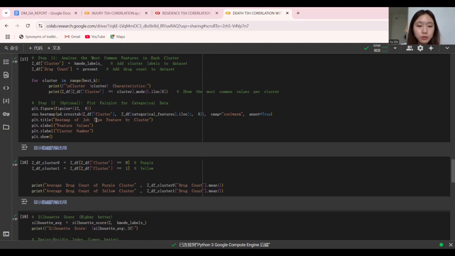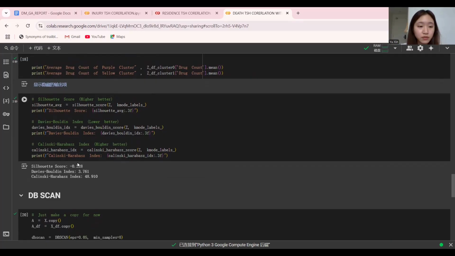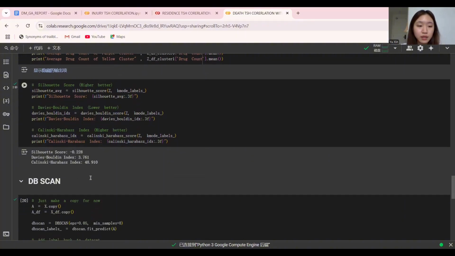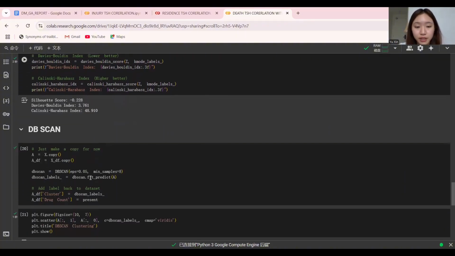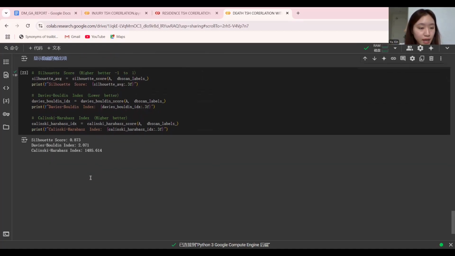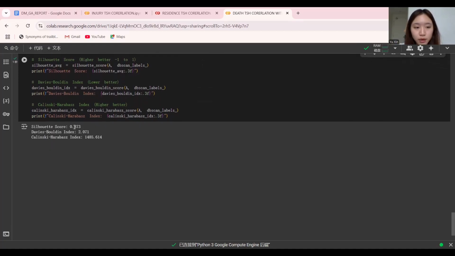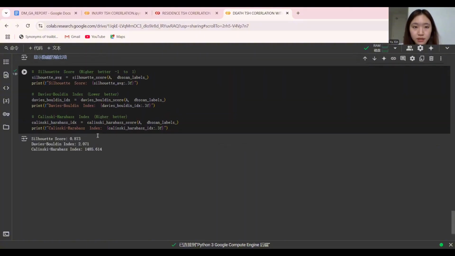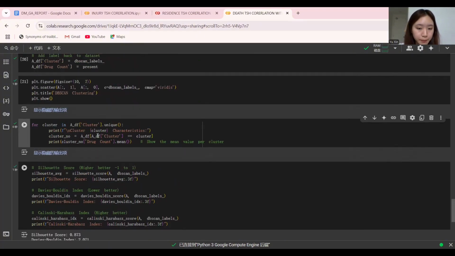K-medoids performed the worst with a silhouette score of negative 0.228 and a DBI score of 3.761 and a chi-score of 48.91, indicating weak clustering. DBSCAN had the highest silhouette score of 0.873 and DBI score of 2.071 and a chi-score of 1485.614 suggested some cluster overlap. So overall, K-means is the best performer among them.